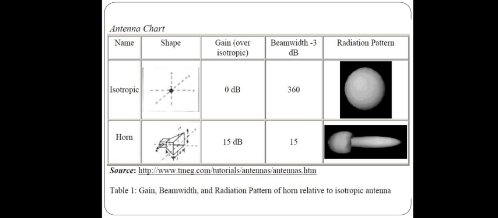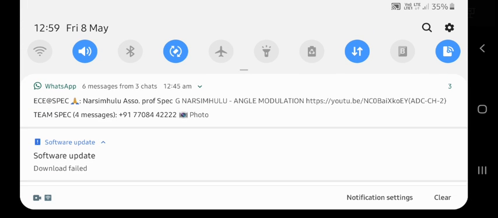Here the radiation pattern is the complete 360 degrees, but the horn antenna gives radiation in a particular direction, just like this. The gain over the isotropic is 0 dB, but here it is 15 dB. The 3 dB beam width is 15 degrees here, so a lower beam width. Gain, beam width and radiation pattern of a horn related to the isotropic antenna are shown in the chart above. You can find the horn antenna has excellent advantages over the isotropic antenna. So this is about the horn antenna.